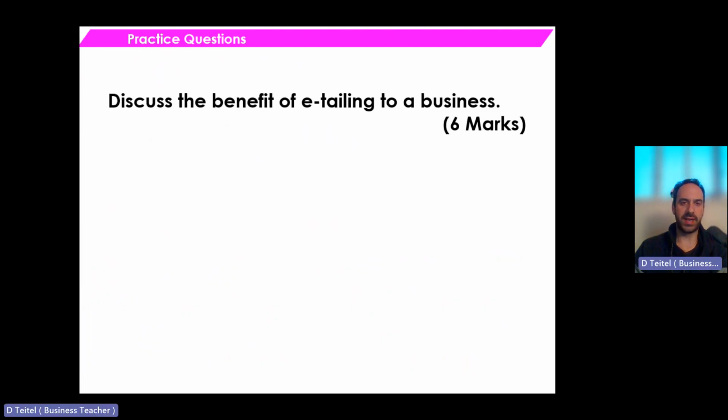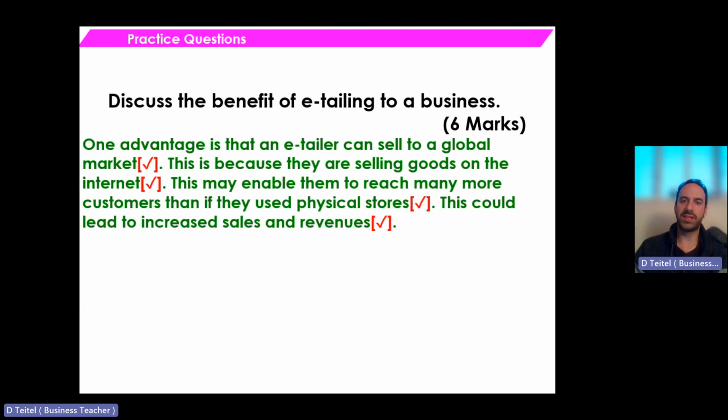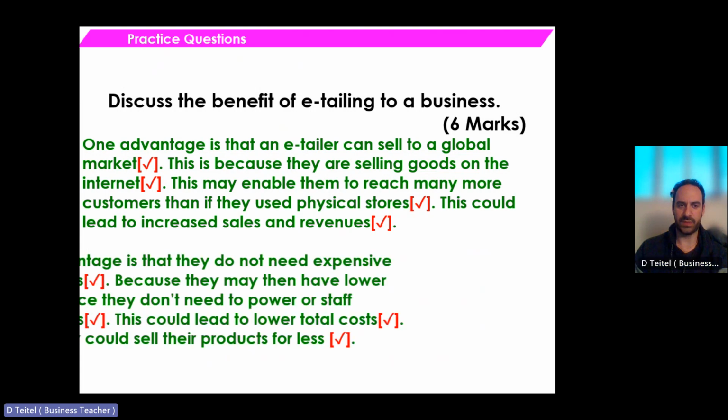All right, so this was the 6 marker, discuss the benefit of e-tailing to a business. One advantage is that an e-tailer can sell to a global market. This is because they are selling goods on the internet. This may enable them to reach many more customers than if they used physical stores. This could lead to increased sales and revenues.